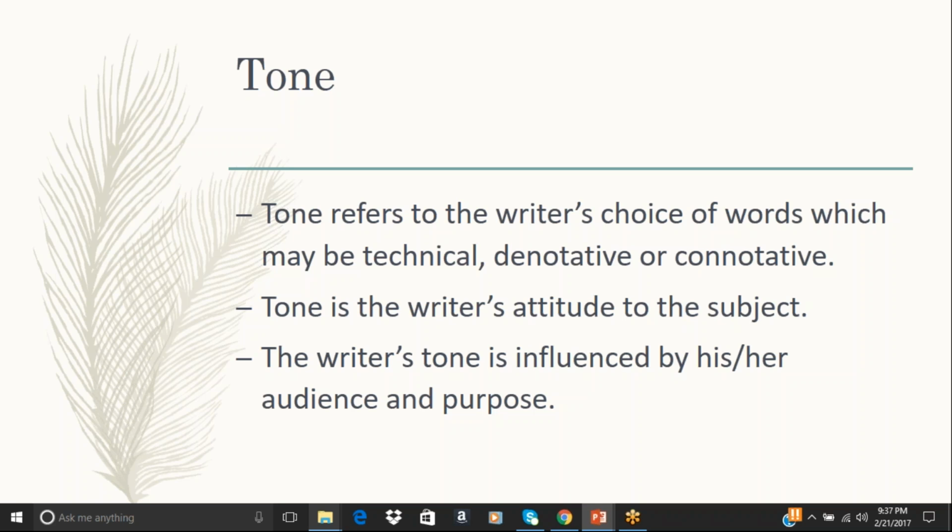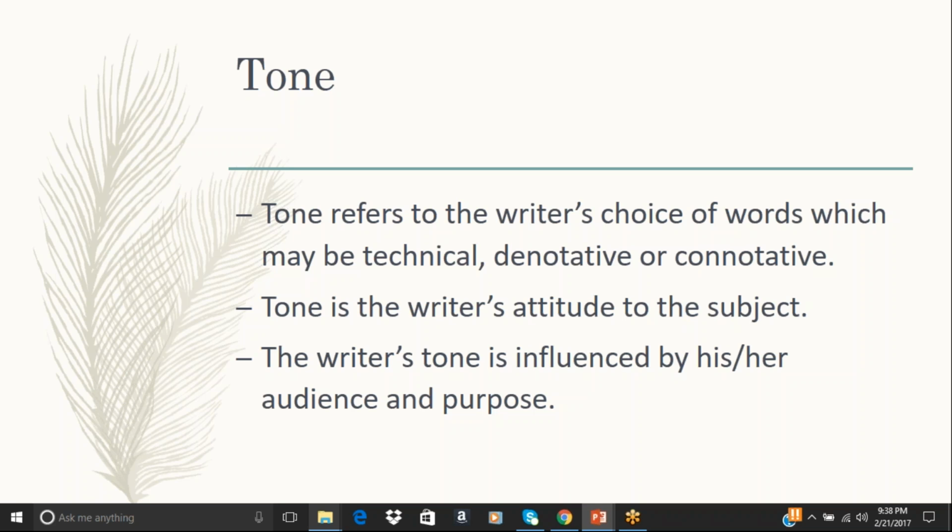For that example, what was the tone? The tone was what type of tone? How would you describe the tone, Romaro? Give me a second, sir. All right, anybody? How would you describe this tone?